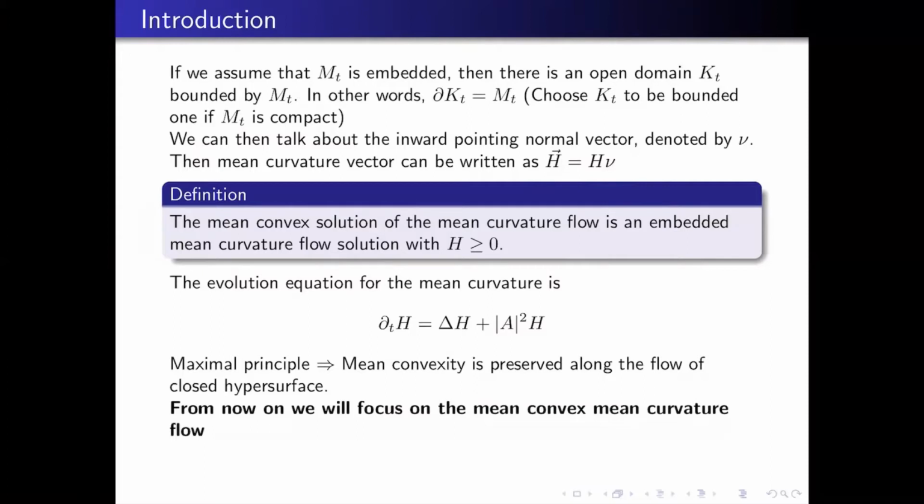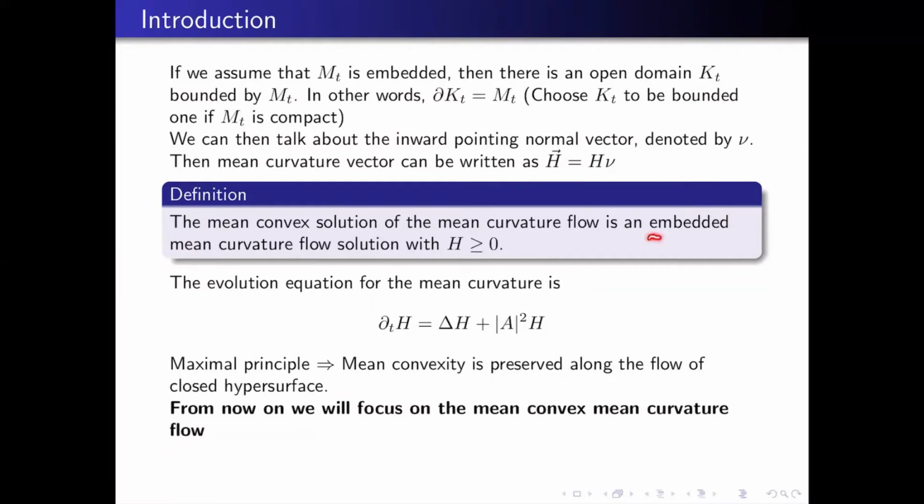Now the evolution equation for the mean curvature is given by this equation. This term, |A|^2 H, has a positive or at least non-negative coefficient. Therefore, the maximum principle applies, and the mean convexity is preserved along the flow of closed hypersurfaces. This means that if we start with a hypersurface with non-negative mean curvature, then it keeps being so along the flow.